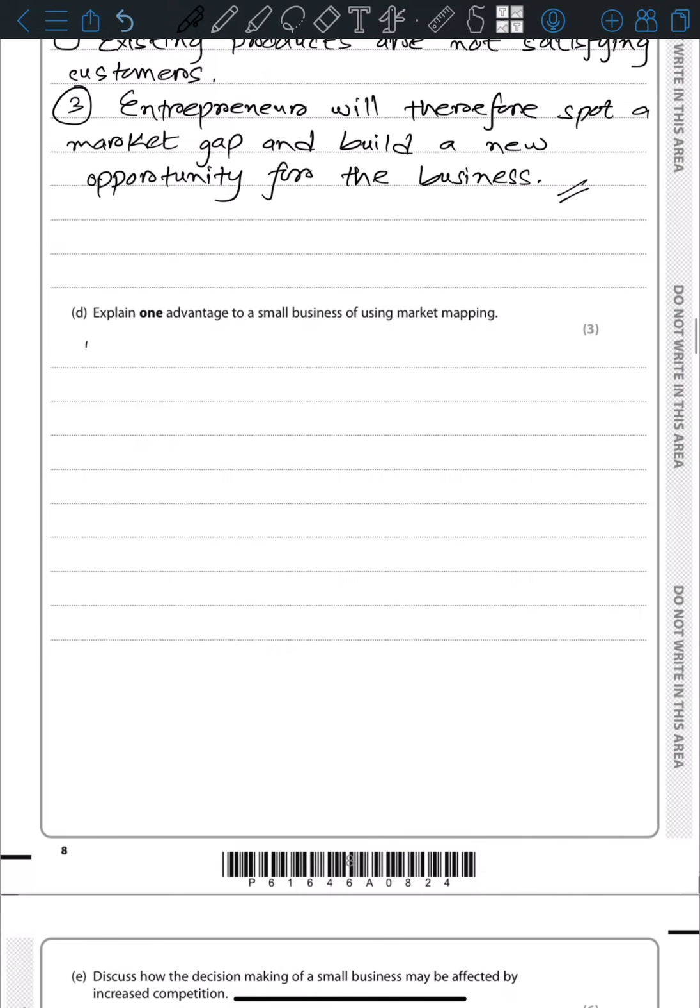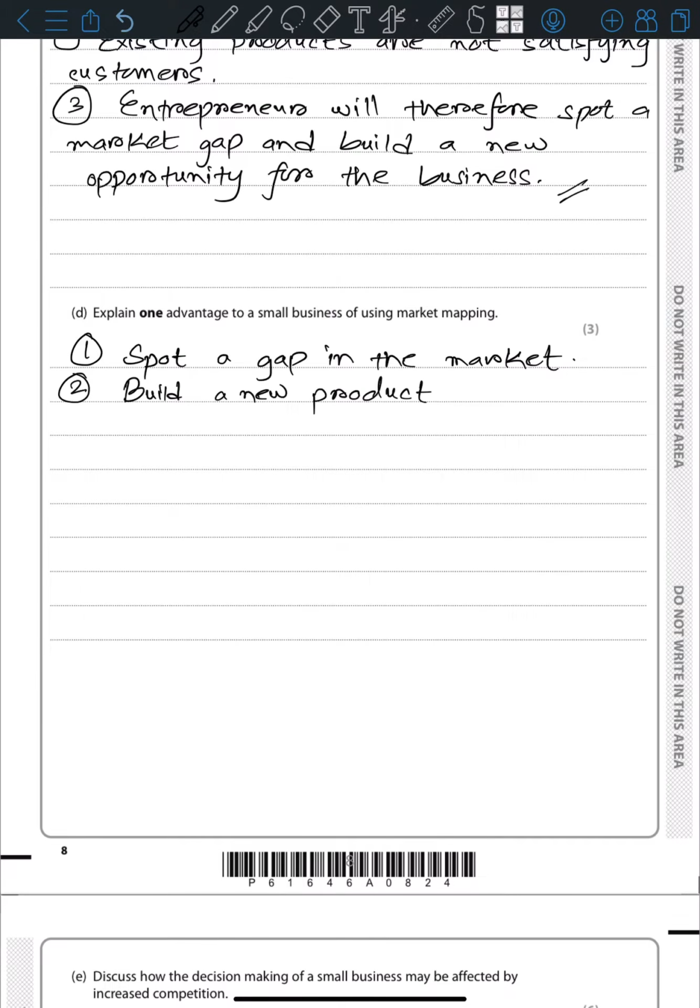So the first advantage is we can spot a gap in the market by using market mapping. And how does spotting a gap in the market help me? This will allow me to build the new product that is desired in the market, or that is not correctly present because there is a market gap.